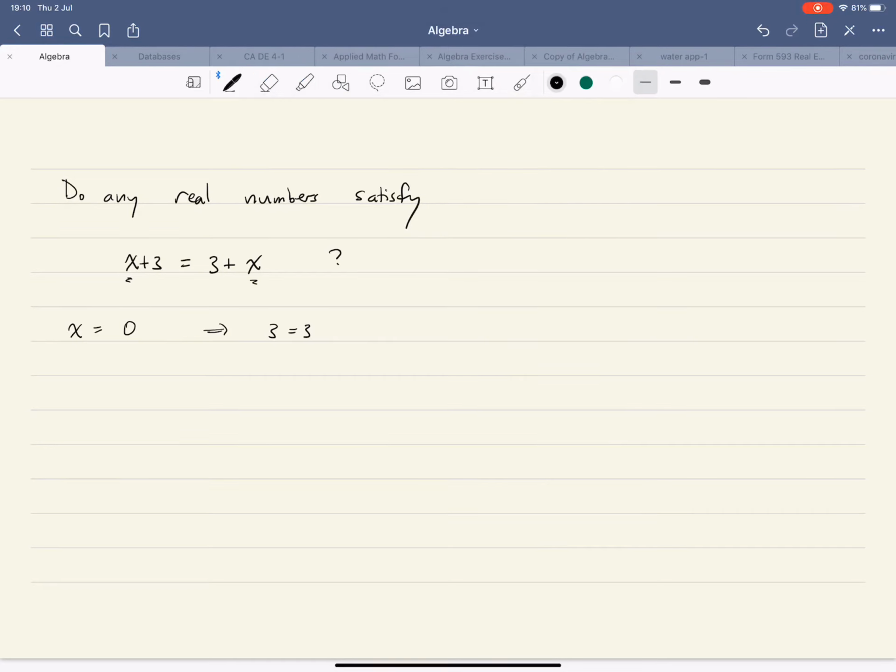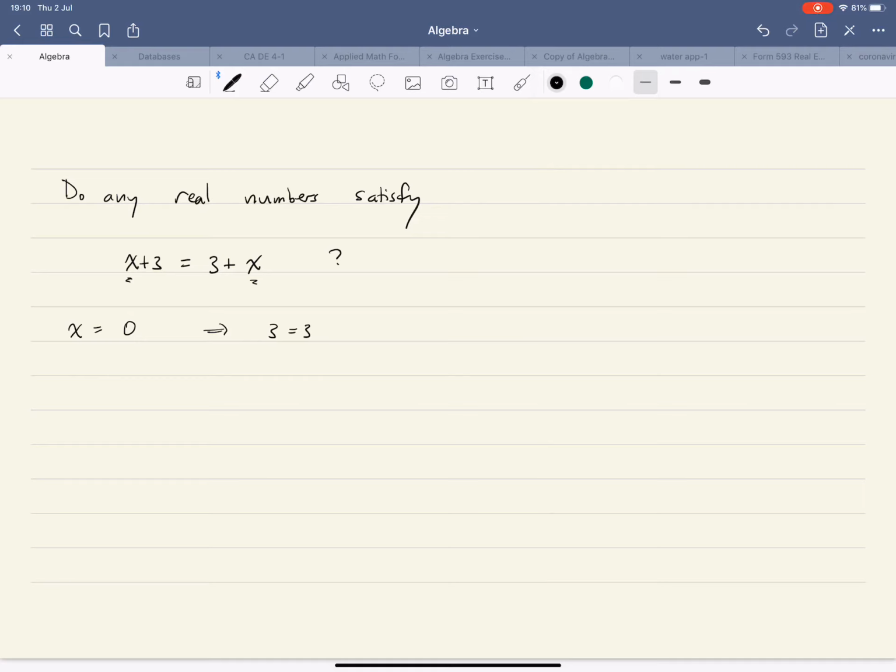And then the question is, how many real numbers satisfy that? Is it just one? Is it a handful? Is it all of them? Well, it turns out that, yeah, it is all of them, right? We could plug in any real number for x, and x plus 3 equals 3 plus x, with that real number plugged in for x, would be a true statement.